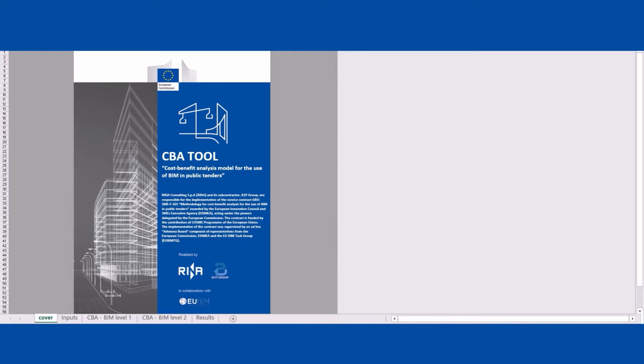This video will guide you through the steps required to calculate the costs and benefits of adopting BIM in public tenders. The CBA tool includes four main sheets: the input sheet, the results sheet, and the CBA sheets. On each sheet, you can find explanations and guidelines by clicking on the information symbol.